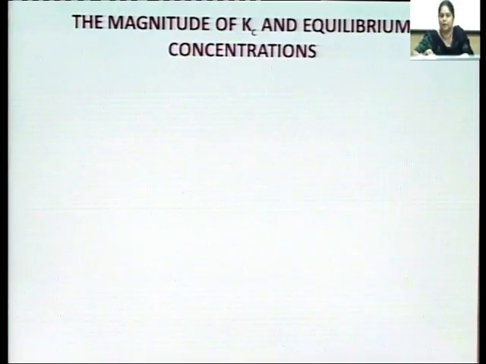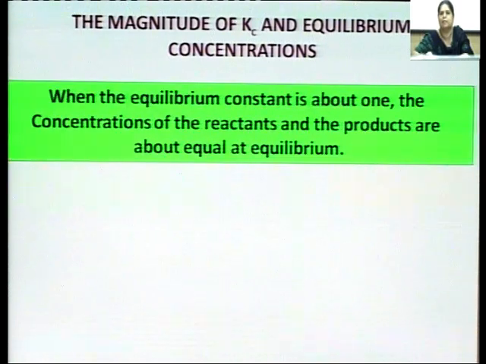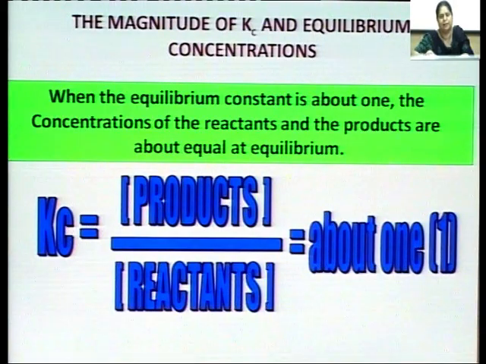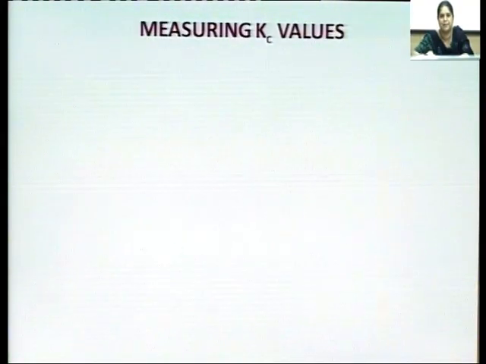Now, what is the relationship between the magnitude of the equilibrium constant and the equilibrium concentration? When the equilibrium constant is about 1, the concentrations of the reactants and the products are about equal at equilibrium. So, through animation we can say that when Kc is about 1, it means the concentrations of the products and the reactants are the same.